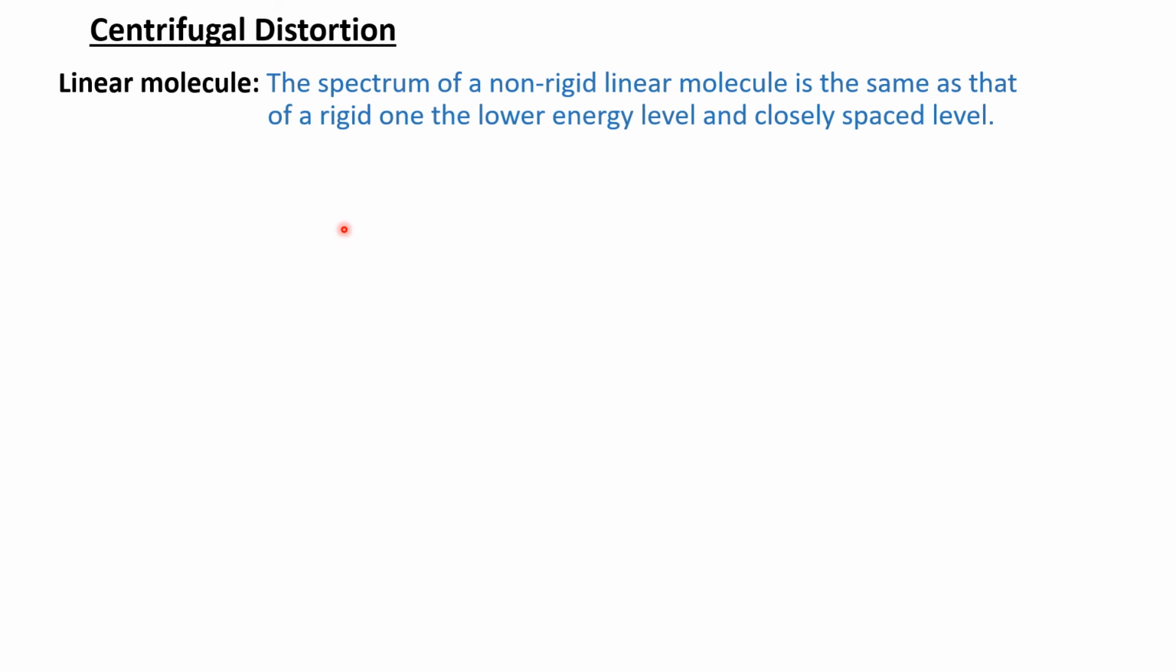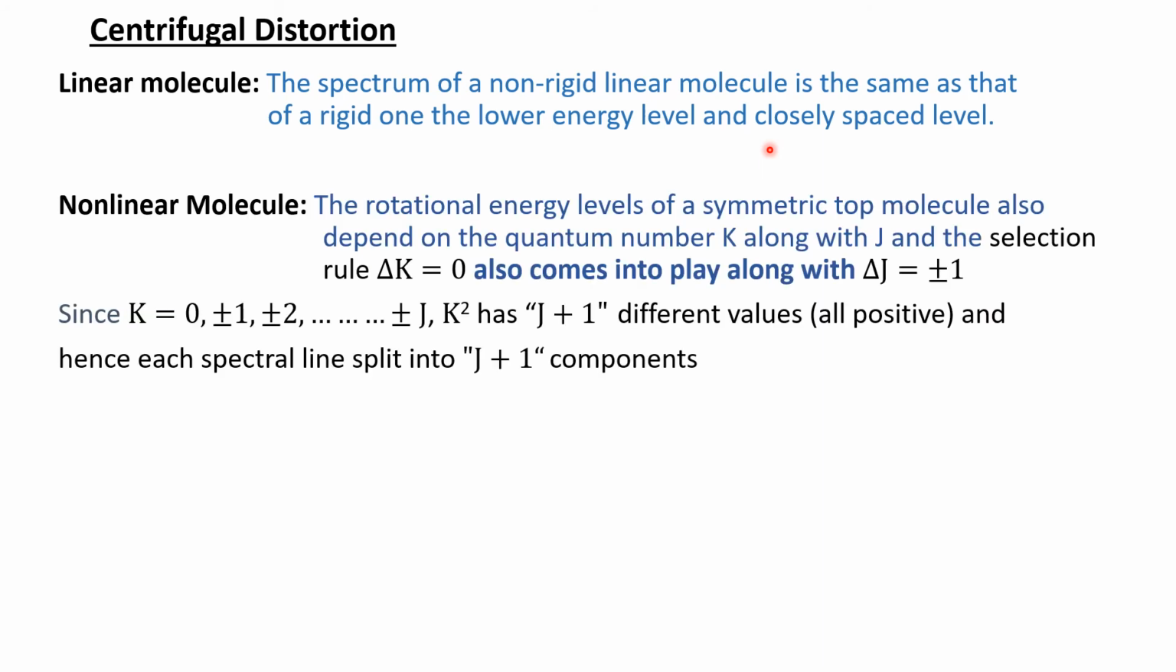Of course, centrifugal distortion affects the rotational spectra. For a linear molecule, the spectrum of a non-rigid molecule is the same as that of the rigid one, but the energy levels are lower and closely spaced. So the only difference is the small spacing and lower values of the energy.